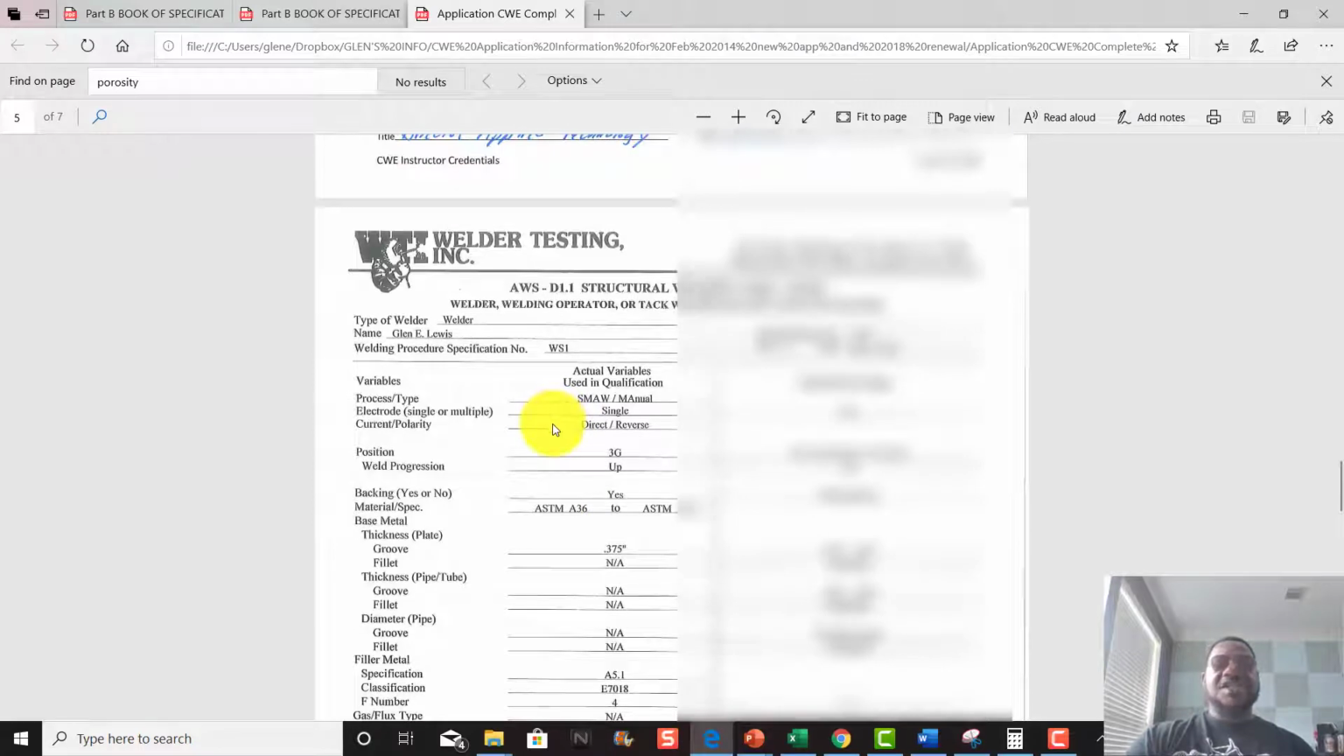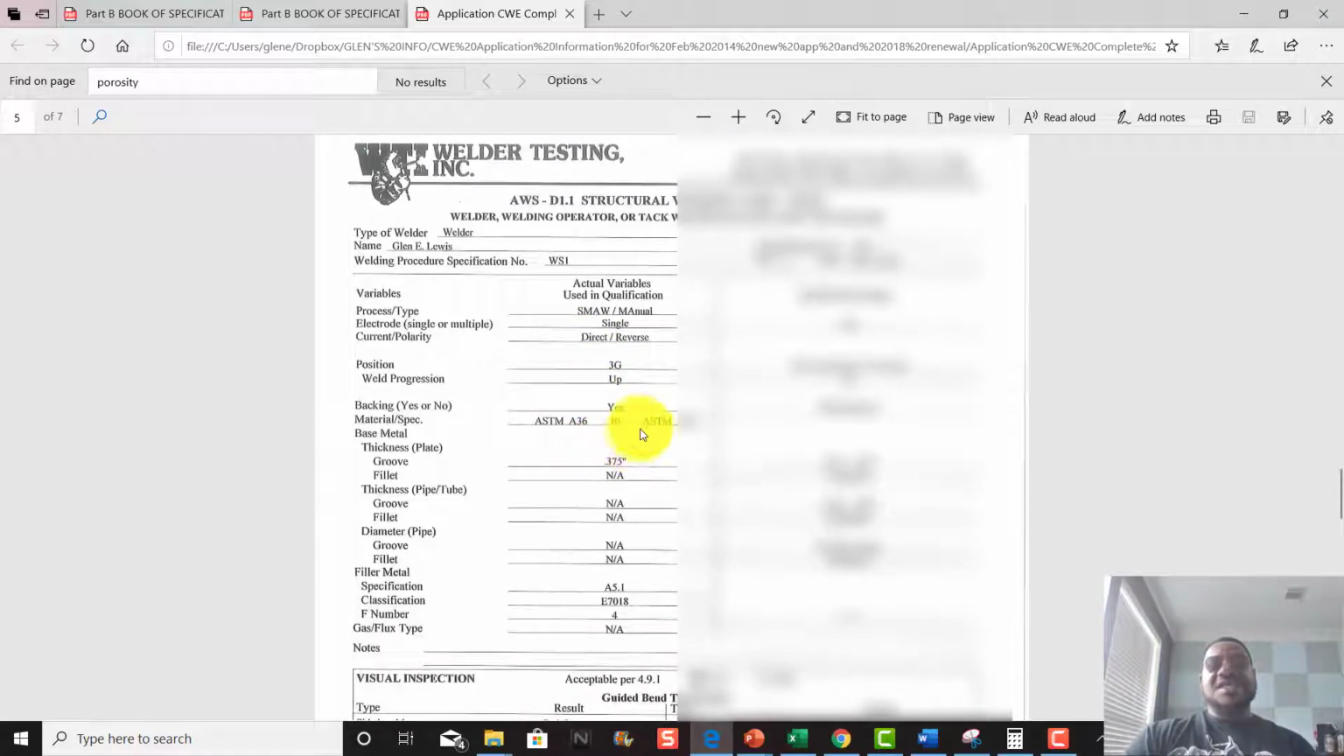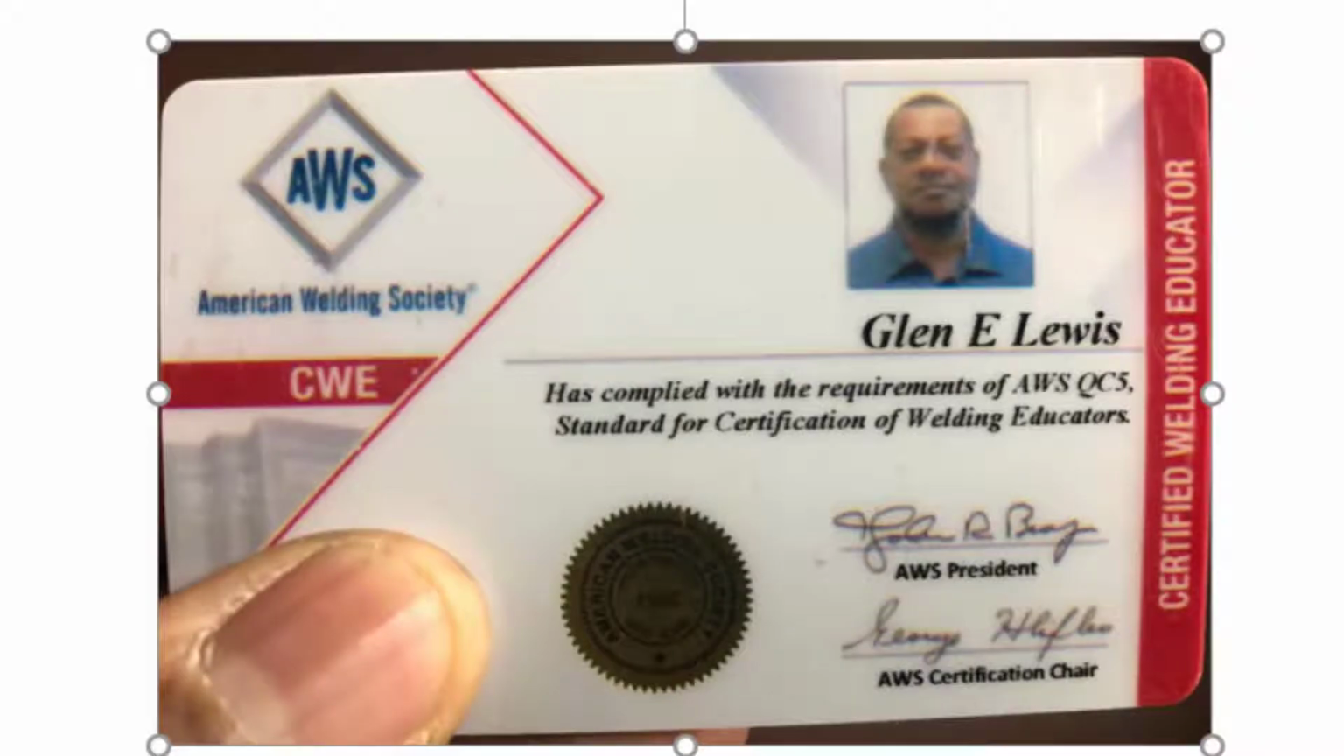If you're a Certified Welding Educator, that lets people know you actually know how to weld, because there are a lot of CWIs out there that don't know how to weld, that only know how to do non-destructive testing and never picked up a welding rod before. But if you are a CWE, that means you actually took a welding test to show that you can qualify as a welder. This is what the certification looks like. It looks just like the American Welding Society CWI, it just has CWE on it.